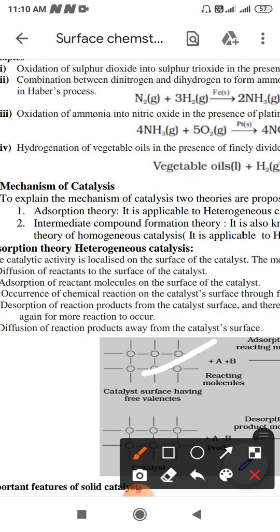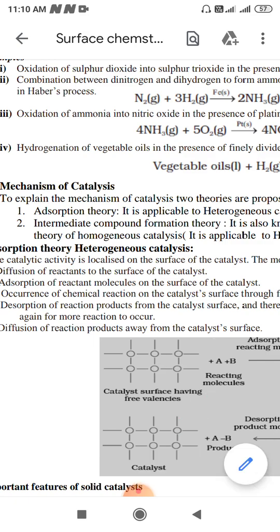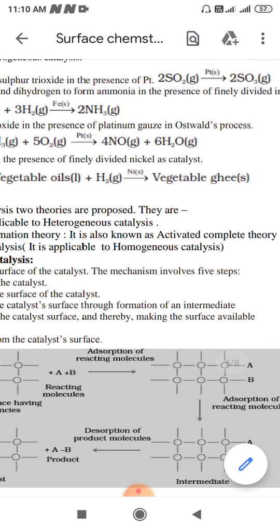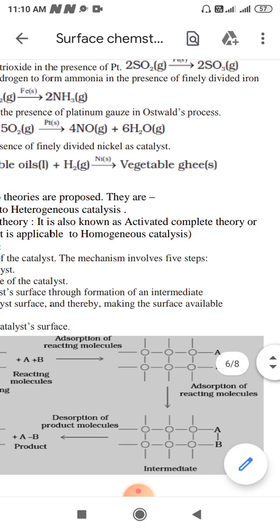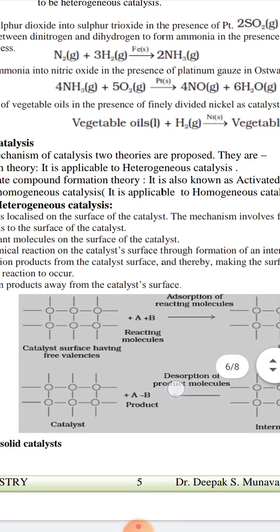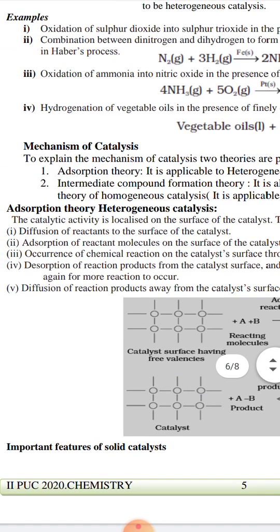You can see that the first step is diffusion of reactants A plus B, where I am marking it here. You can see that one here, the above point. So reactant and catalyst are diffused here. Further, if you go with this point here, in this case is adsorption of reacting molecules, you can see over that. Then afterwards the third step, that is occurrence of a chemical reaction on the catalytic surface.